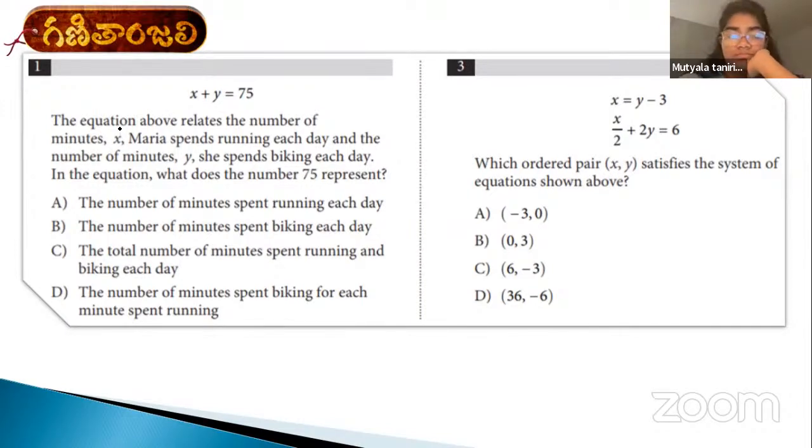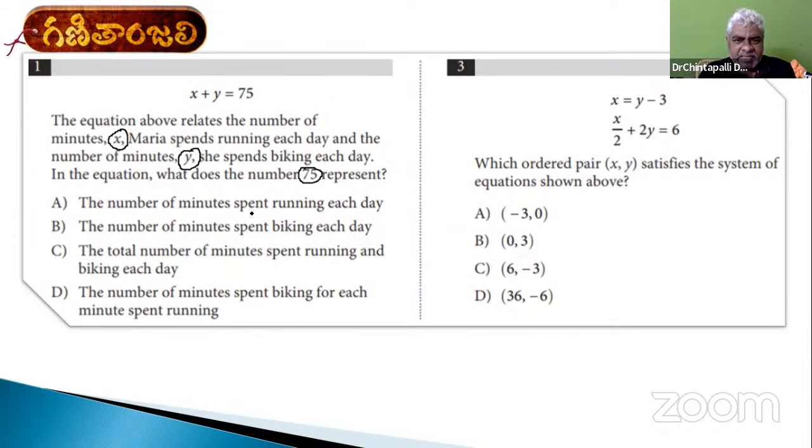X minutes for running, and y minutes for biking. Okay. Now, in the equation, what does the 75 represent? So is it option C? Yes, option D. Some questions are very easy questions.